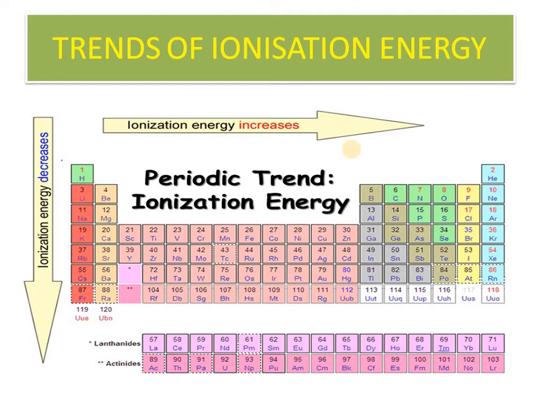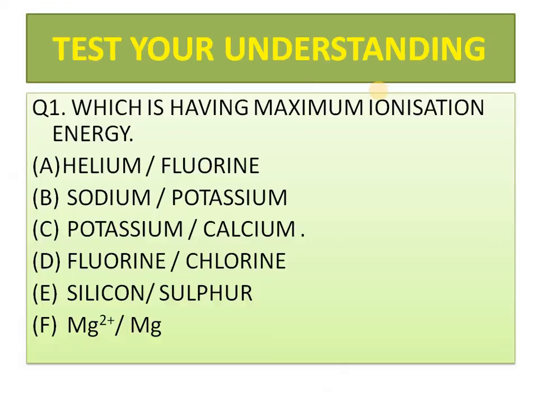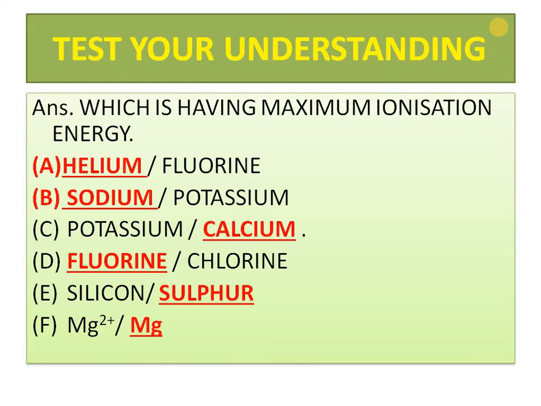Now generally we can say that ionization energy increases in a period and decreases down the group. This is the trend. In a group you can see that ionization energy is decreasing, and in all the periods the ionization energy is increasing as the atomic number is increasing. Now let us understand what we have learned. You can pause the video and try to answer it and check the answer, that would be better. So these are the answers.